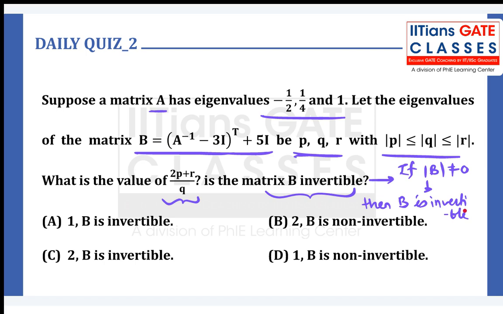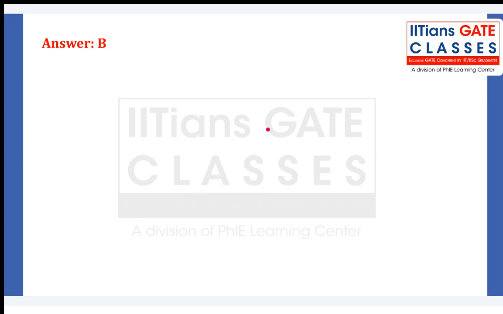Okay, so there are 4 options, and you have to choose one of them. Let's go to the next slide and discuss the solution, because this is an interesting problem. You don't know the elements of matrix A, or for that matter anything else about matrix A except its eigenvalues. The first thing that you know is the eigenvalues. I will use the acronym EV, because every time we write eigenvalues it becomes cumbersome. So the EVs of matrix A are given as minus half, 1 by 4 and 1.